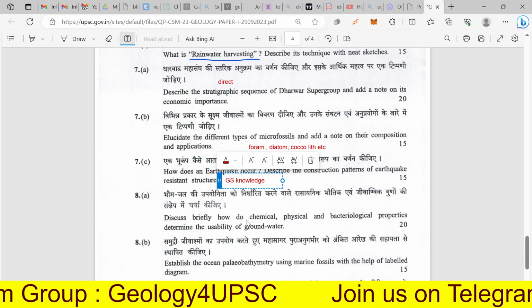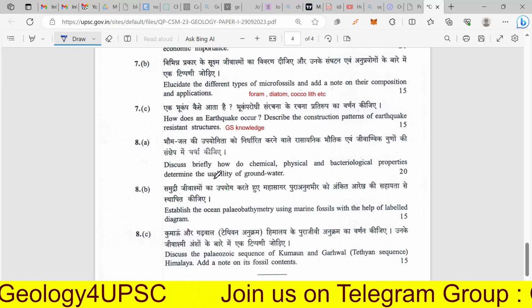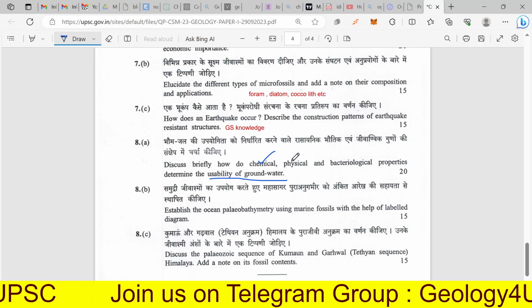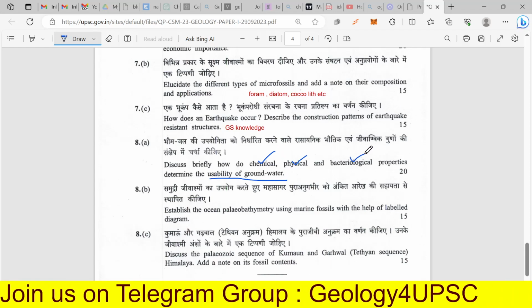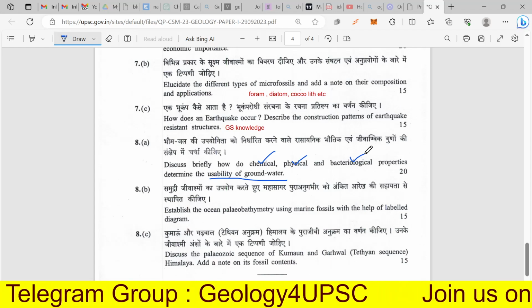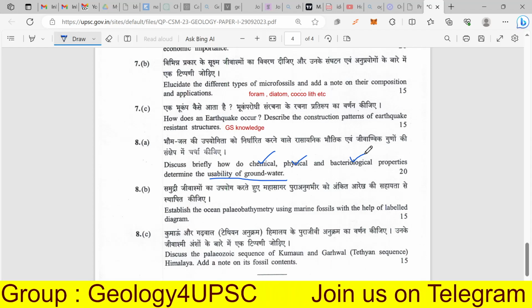D, they are asking about the groundwater. Groundwater is one of the very important topics nowadays because we are facing a lot of water crisis. In that terms also, they have asked it this year, and last year also they asked about groundwater. So you better look into the quality of groundwater, the contamination of groundwater. Here they have asked about the properties, chemical, physical, and bacteriological.